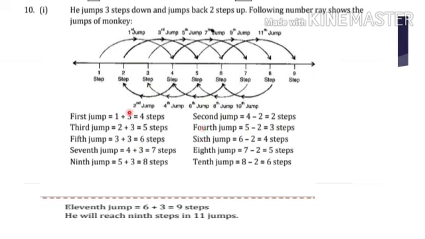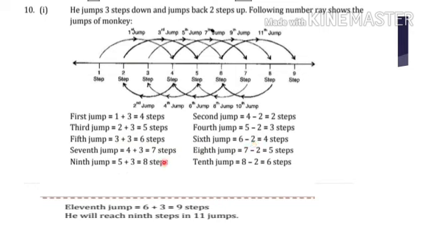Then from 2 he jumps 3 steps down. Represented as 2 plus 3. Then he backs 2. 5 minus 2 is equal to 3. From 3 he jumps down 3 steps. 3 plus 3 is equal to 6. Then he backs up 2 steps. 6 minus 2 is equal to 4.